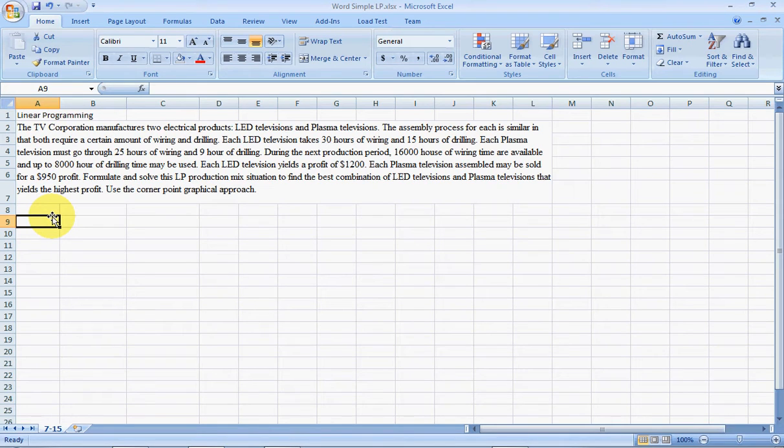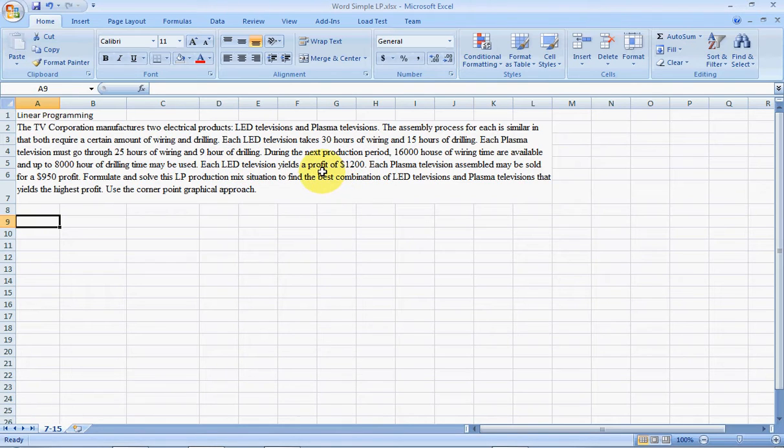In this tutorial I'm going to go over a simple linear program in a word problem format. So the first thing that we're going to want to do is find out what our variables are. And we can do that two ways. We can do that by looking at our first sentence where it says we're manufacturing two different products, or the better way is finding the dollar sign.